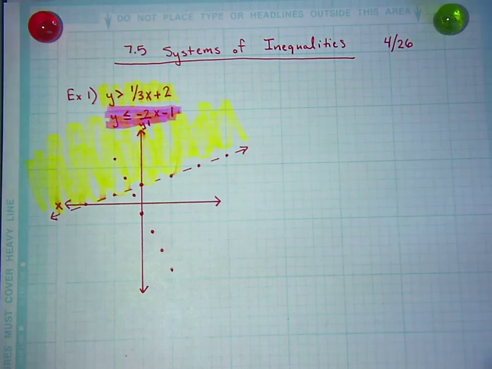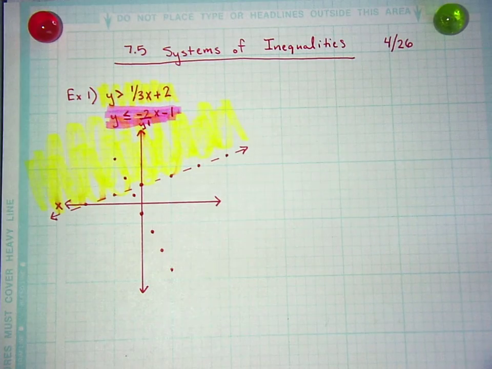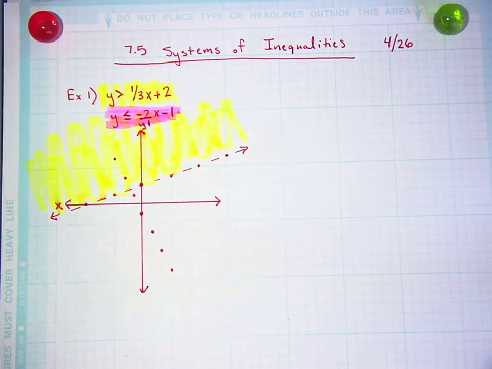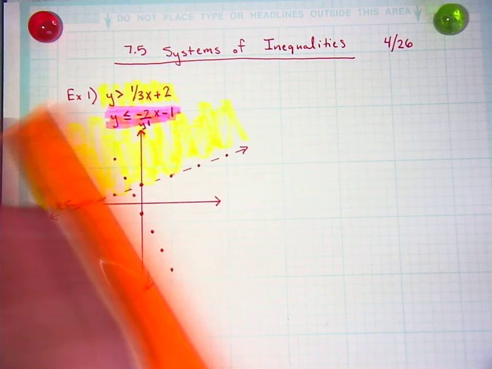Is this one going to be a solid line or a dotted line? How do you know? Because it's equal to. You're right. Nice job.